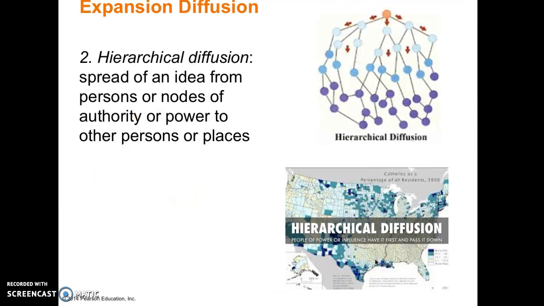The next type is hierarchical diffusion. Hierarchical diffusion is spread from a person of power or a node of authority or somebody who is influential. So even if it's not somebody with a huge amount of money or power, but somebody who has influence over an idea, it's spread. So here's a person of power, authority, or influence, or the group. It could be a city, it doesn't have to be a person.